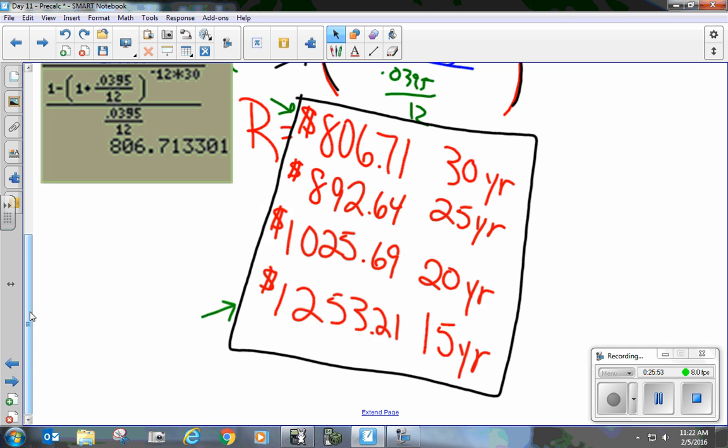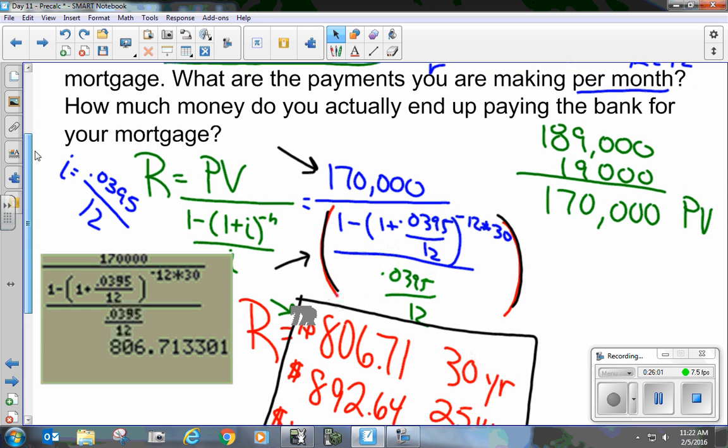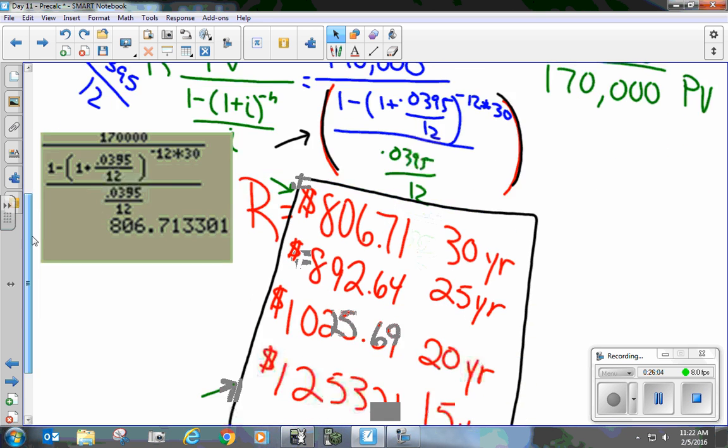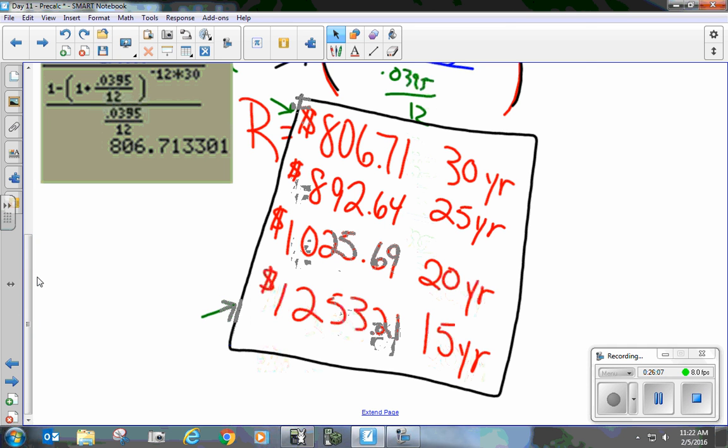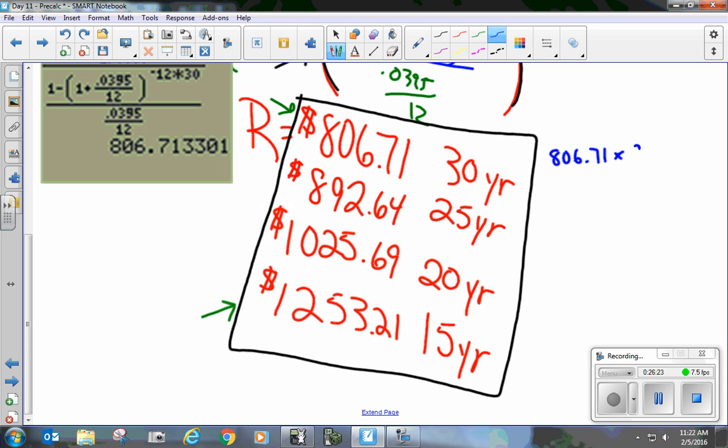But this is the biggest mistake people make. You're only paying this for 15 years about. How much altogether on our 30-year mortgage are we actually paying the bank back over the 30 years? So if we are paying $806.71, how many total payments are we making to the bank? No, we're making 360, 12 by 30. 30 years, 12 months. So do me a favor. Multiply that together. Keep in mind, you are only borrowing $170,000, right? What are we paying the bank back?